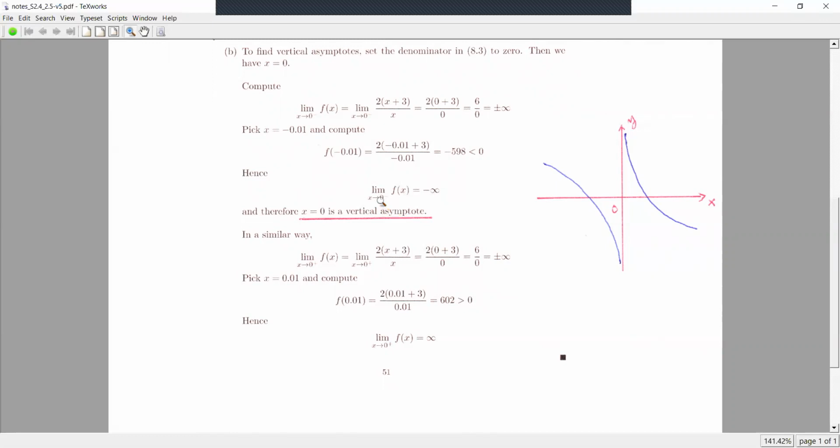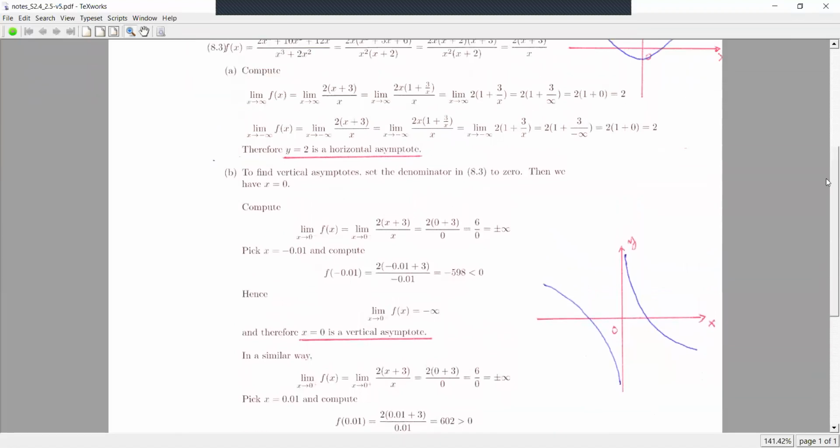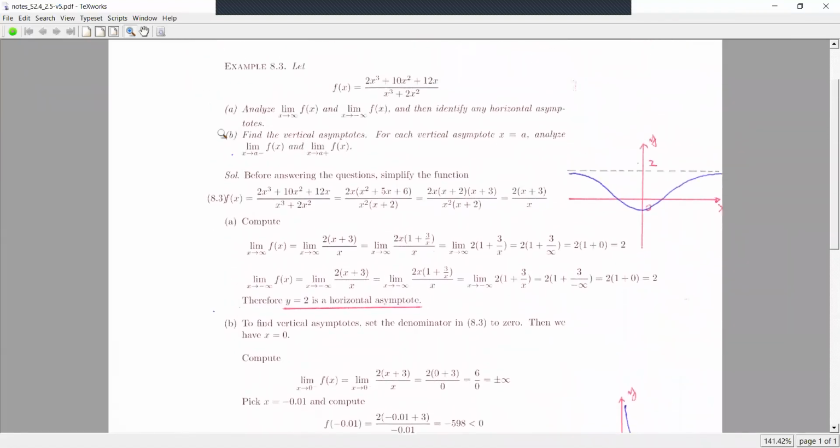So therefore x is equal to 0. This vertical line is a vertical asymptote. This vertical line actually is the y-axis. According to Part B, we are required to compute left-hand limit and also the right-hand limit. We are done with the left-hand limit.